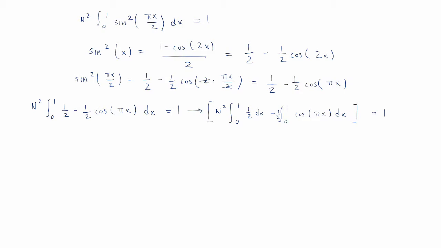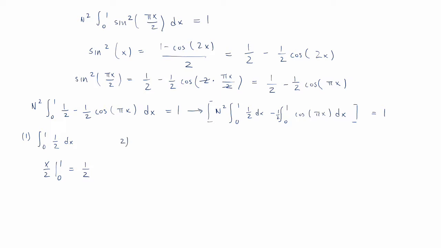So we have two integrals. One of them is very easy to evaluate. The other one is going to require u-substitution. So let's evaluate them. The first one is the integral from 0 to 1 of 1/2 dx. The antiderivative of 1/2 is just x halves, and I evaluate that from 0 to 1. That is simply 1/2.